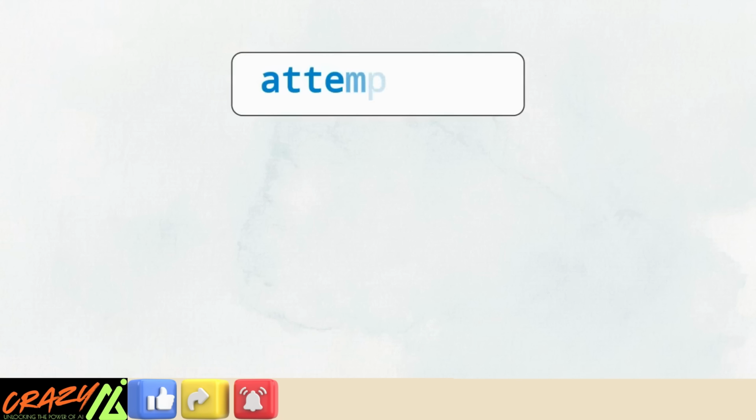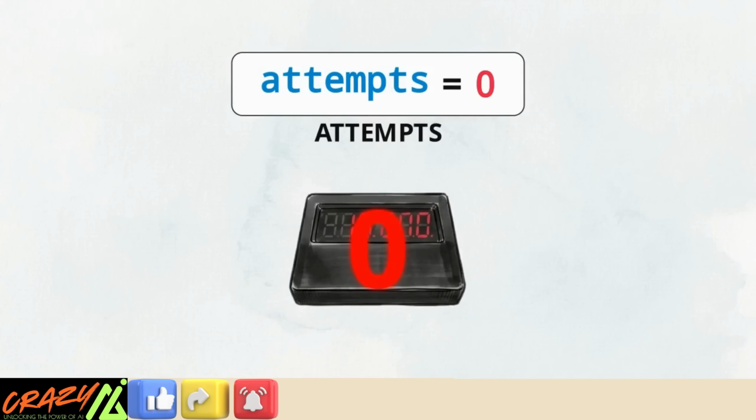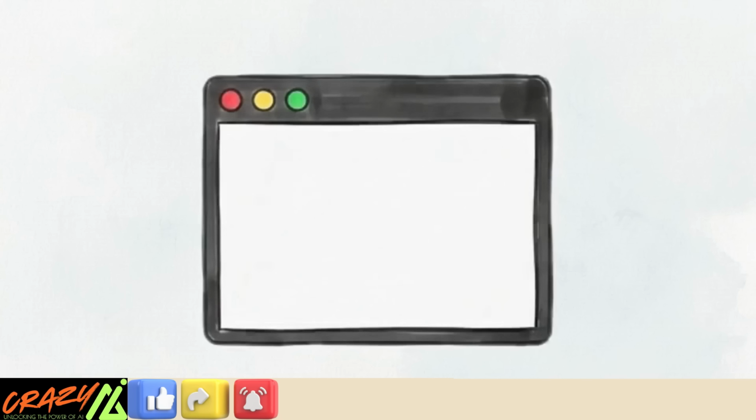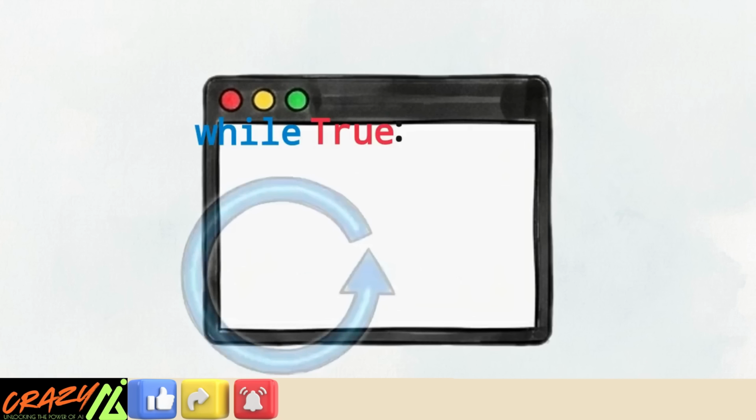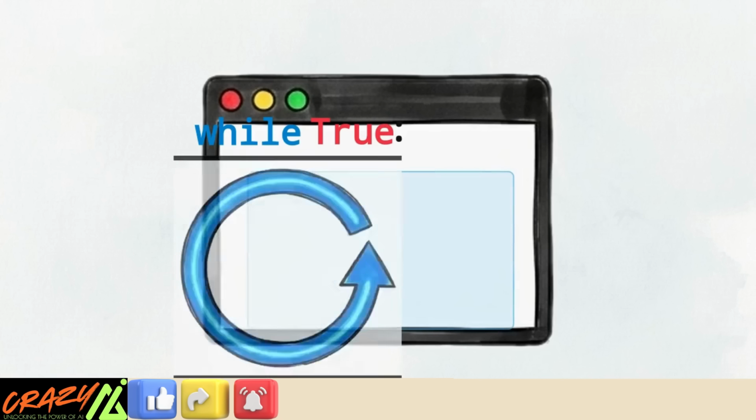Next, we set up a variable called attempts and assign it a value of 0. This acts as our scoreboard. To keep the game running after a single guess, we write while True. This creates an infinite loop, telling the computer to repeat the indented code below it forever.